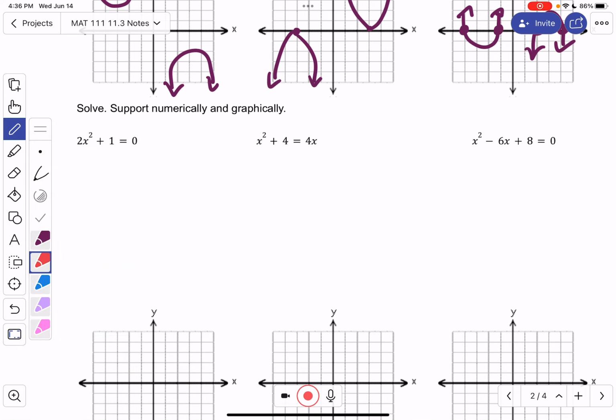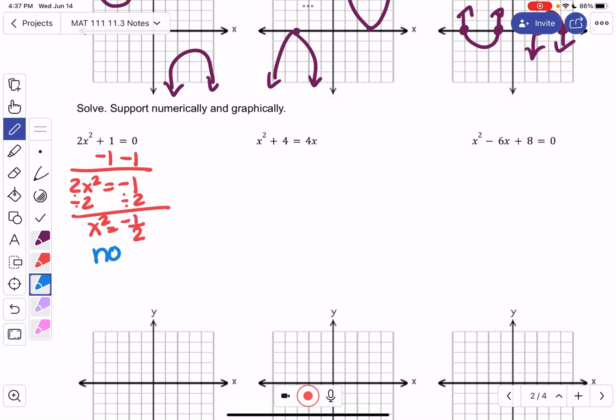So to solve this first one, we only have an x, so we're going to move numbers to get it alone. I'm going to subtract 1 from both sides. I'm going to divide by 2. And then to undo a squared, we take the square root. And you cannot take the square root of a negative, so there's no solution.